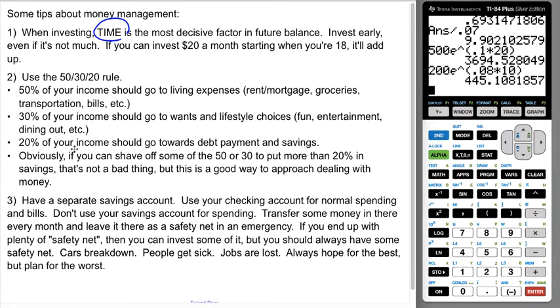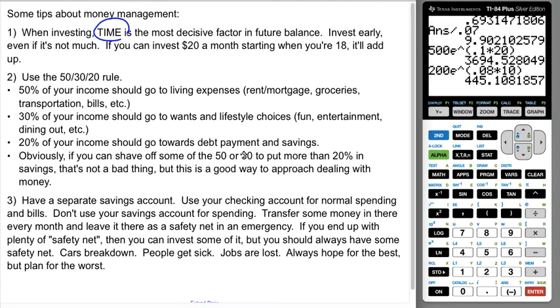Last thing, have a separate savings account. So have a checking account and have a savings account. Use your checking account for normal spending, like your paycheck goes into your checking account and you use it for normal spending and bills and everything else. Don't use your savings account for spending. Transfer some money in there every single month. So if you get a paycheck, transfer some amount of that paycheck, specifically, hopefully 20% of that paycheck, unless you're also paying down some other debts, right? Put that in your savings and don't touch it, right? Keep it there, and it's your safety net in an emergency. Ideally, you don't have to touch it, but you're going to have to at some point, right?